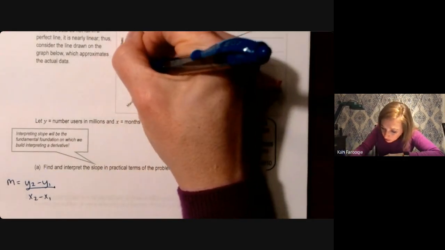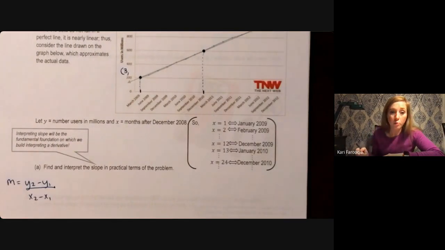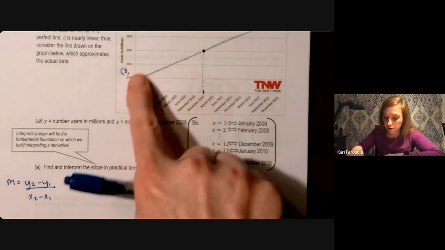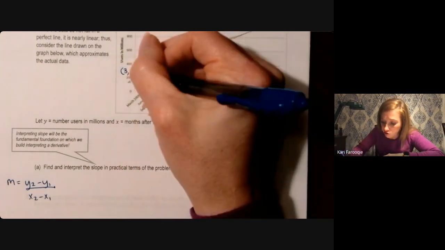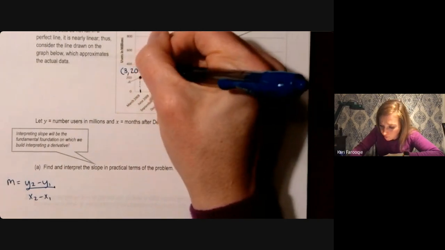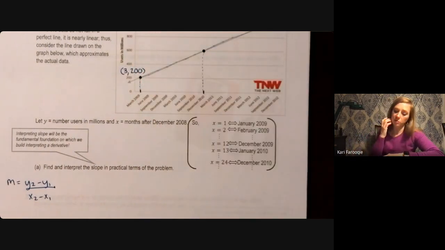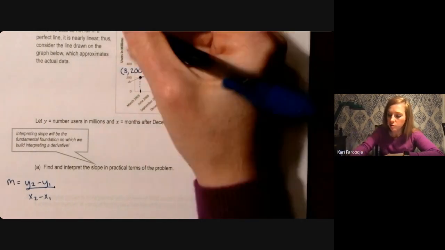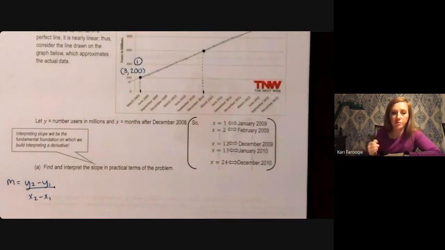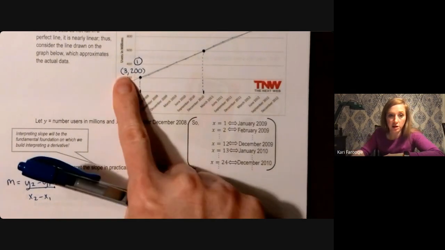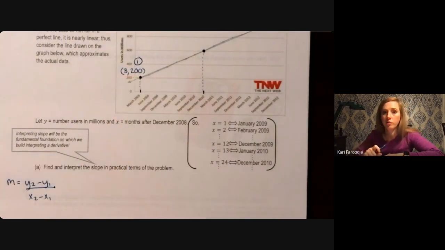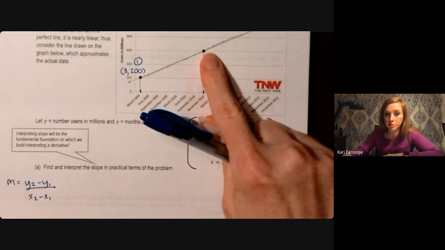So we can go ahead and write this ordered pair on the graph. And then the y coordinate would be just the number of users in millions. So we're just going to leave the unit as it exists on the graph, which is 200 on the y-axis. So our first point will be 3, 200. Now, again, you don't have to label these. I'm probably just going to call this point 1, just so that I can say that 3 will be x sub 1 and 200 will be y sub 1. Now, this will be point 2 for us.